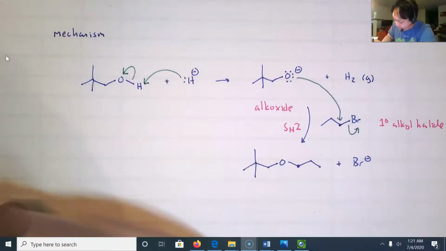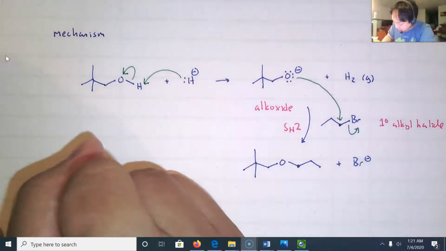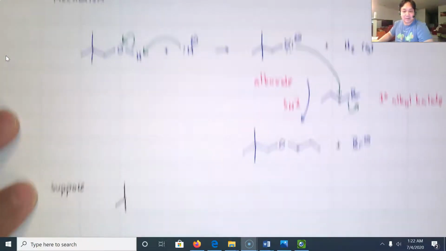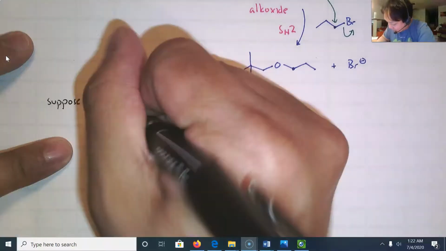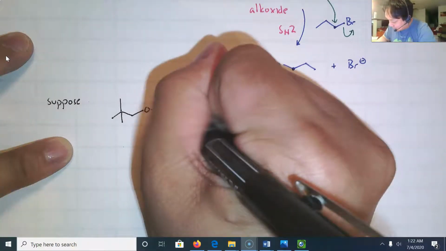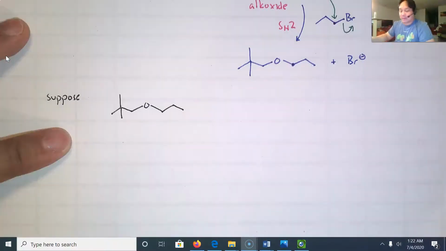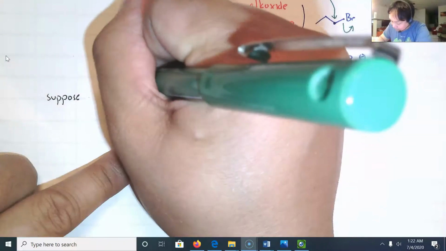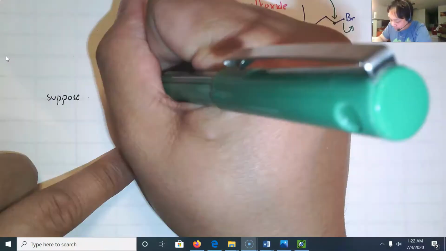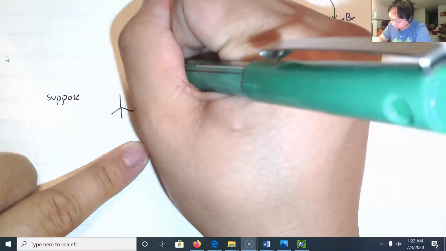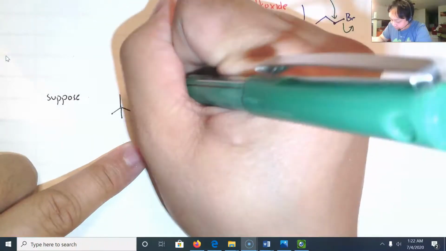So suppose you want to make the same ether, okay, but now we want to make the bond on the left. We call it bond A, via bond formation here.